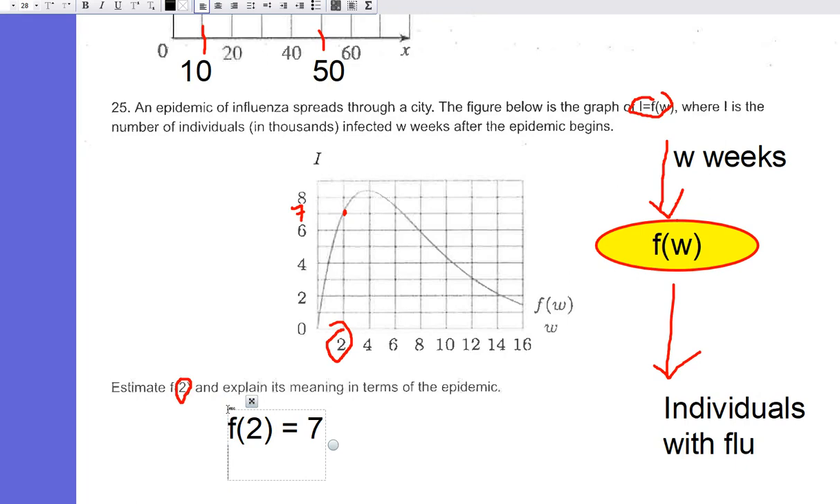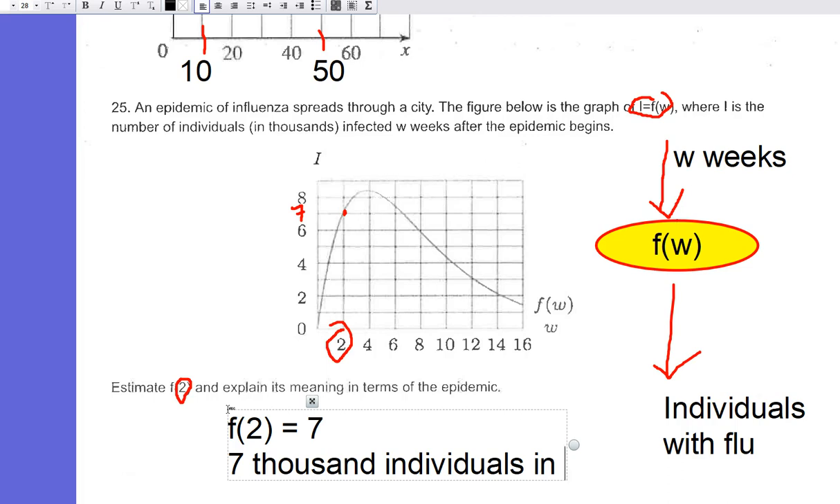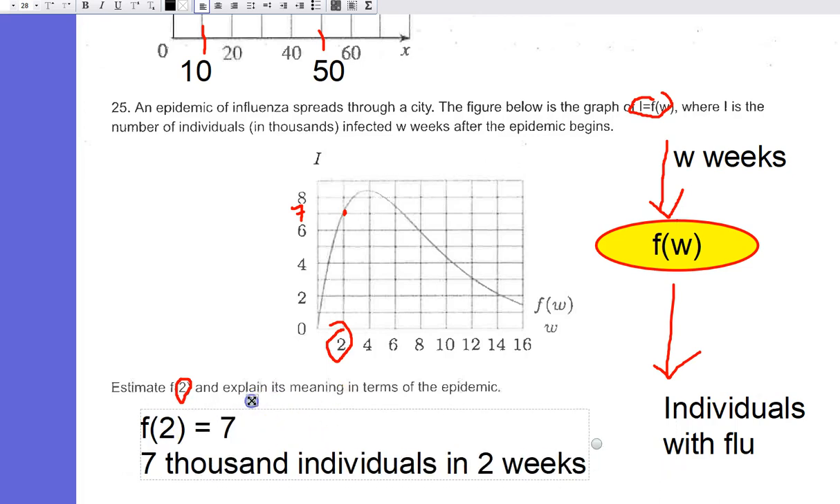Yeah, that's true. It's not 7,000 in 1 week. It's 7,000 individuals in, not in 1 week, in 2 weeks. So if I input 2, I get out 7 according to the graph. If I input 2, I get out 7, and that means that there are 7,000 individuals after 2 weeks going this way. So 7 up and down after 2 left and right. Okay, and that is your final. Good luck, everybody.